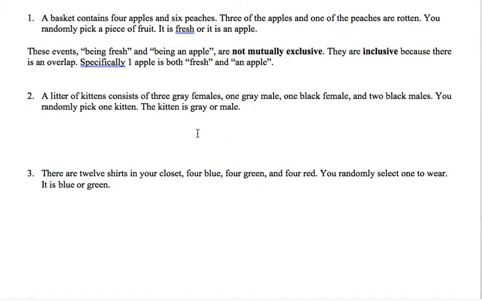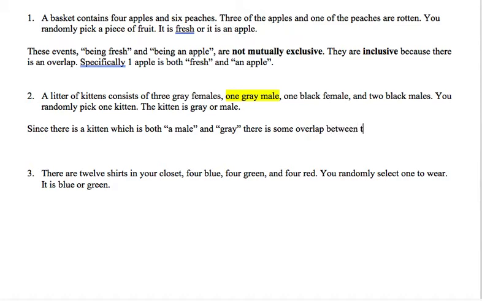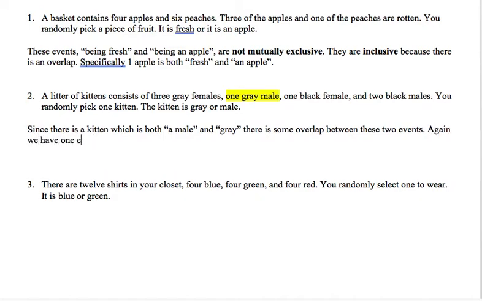Well, gray and male. Is there any kitten that's both? Right here is what we want to look at. It says there's 1 gray male. So I'm going to say since there is a kitten which is both a male and gray, there is some overlap between these 2 events. Again, we have 1 overlapping element, let's say 1 kitten, in common. Hence, the events are, again, inclusive or not mutually exclusive. So there we go. I'm just being nice and careful with the vocabulary as you guys are starting these out. I want to make sure I get that in bold.